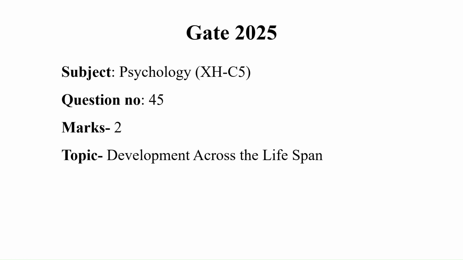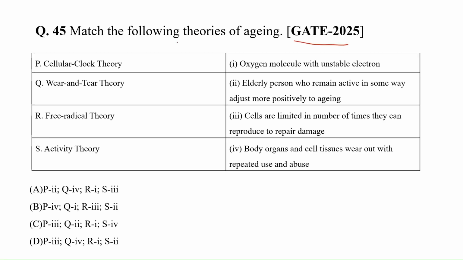So today we are going to solve two more questions from GATE 2025 from psychology. The topic of the question is development across the lifespan. So let's read the question now. This particular GATE question is a match the following, which asks us to match the following theories of aging.